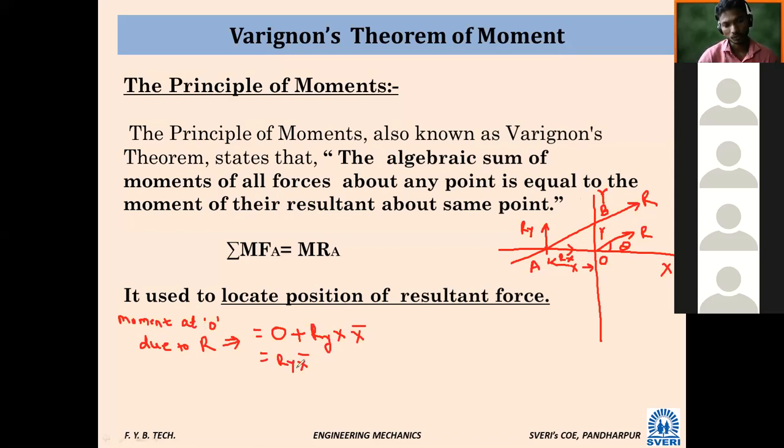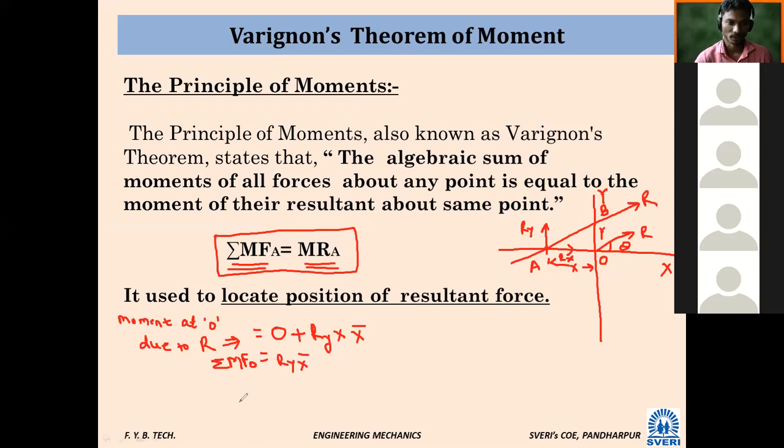What Varignon theorem is saying: moment due to resultant is equal to the sum of the moments due to all forces. It is written right here above. This is the Varignon theorem. It tells that in a particular force system, the moment due to the resultant is equal to the sum of the moments due to all forces. On the other hand, here I can say summation of moments due to all forces at point O. Actually there are no forces here, we only have the resultant. So this will become something like this.